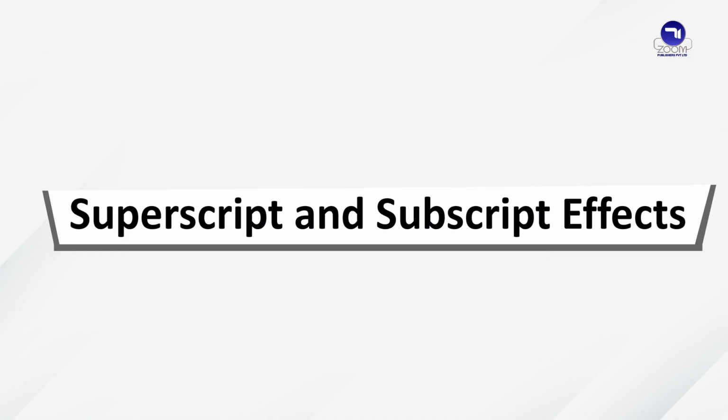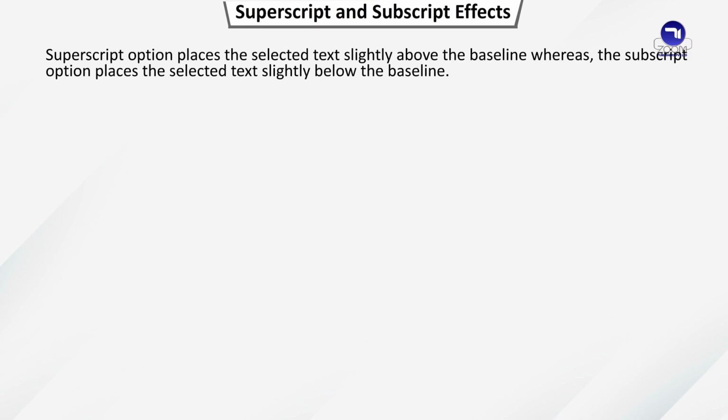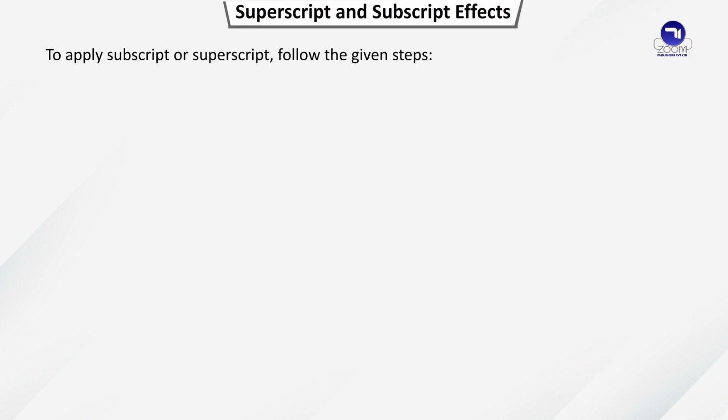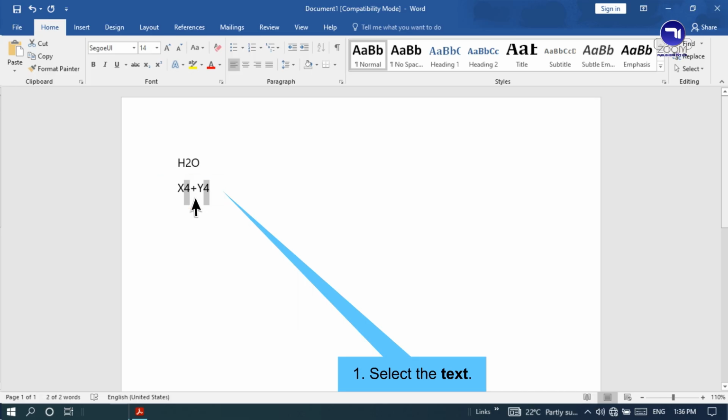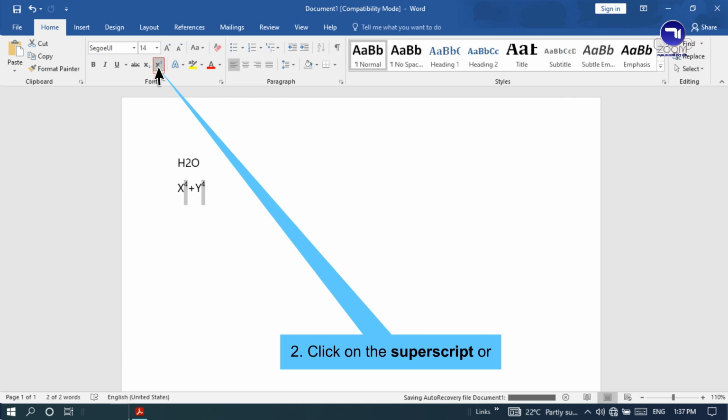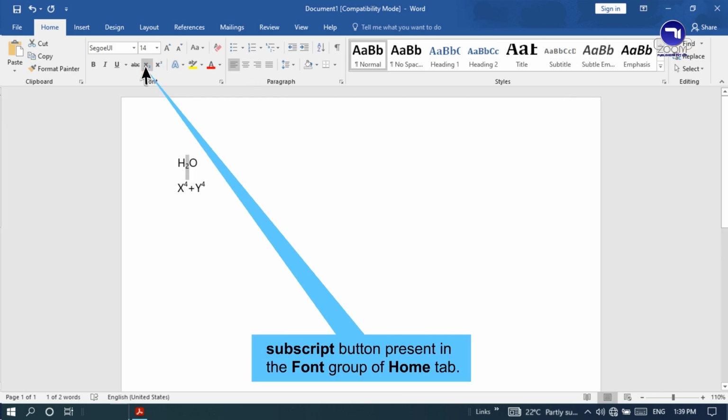Superscript and subscript effects. Superscript option places the selected text slightly above the baseline, whereas the subscript option places the selected text slightly below the baseline. To apply subscript or superscript, follow the given steps. Select the text. Click on the superscript or subscript button present in the Font Group of Home tab.